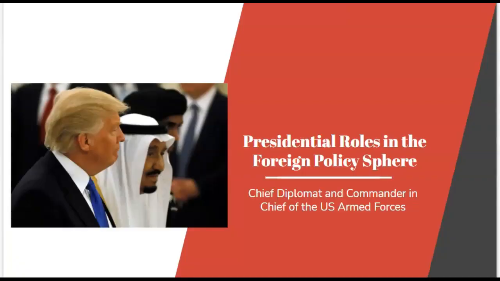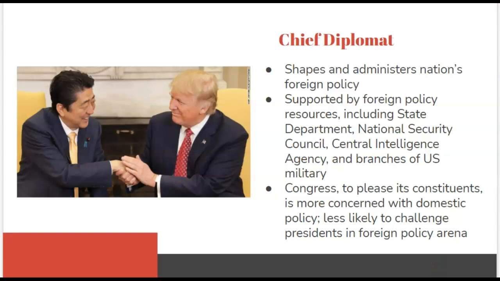Now that we've looked at the president and their roles in the domestic sphere, we can look at the presidential roles in the foreign policy sphere. The president serves as the chief diplomat. They shape and administer the nation's foreign policy. They're supported by foreign policy resources like the State Department, the National Security Council, the Central Intelligence Agency, and branches of the U.S. military.